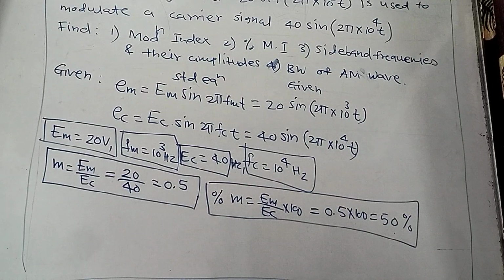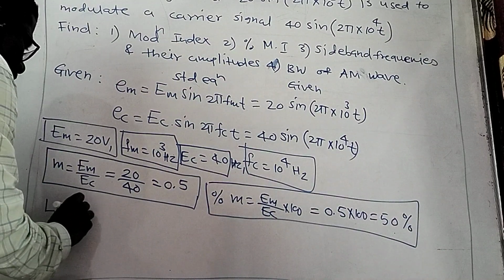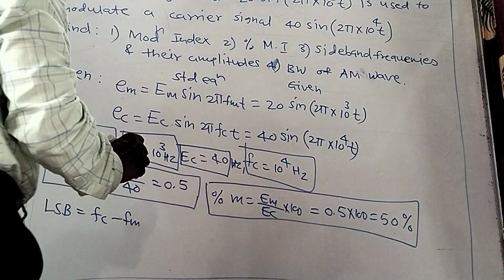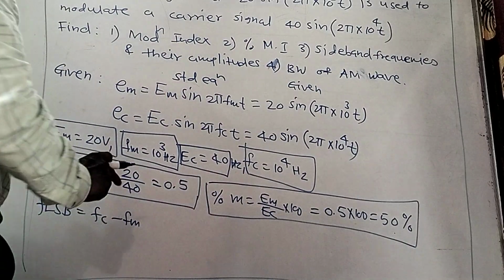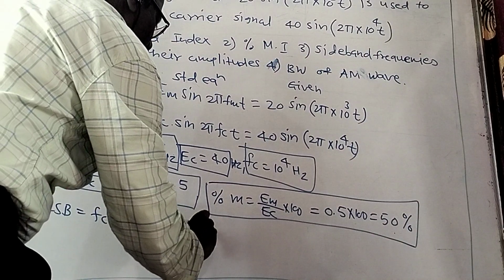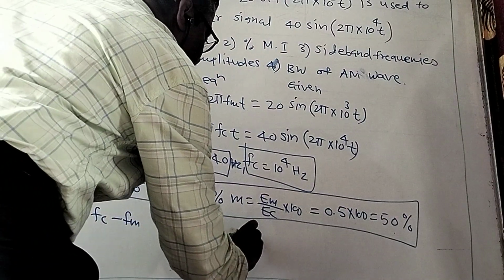Then we have to find out the sideband frequencies. What are the sideband frequencies? That is LSB and USB. The lower sideband frequency FLSB is equal to FC minus FM, and the upper sideband frequency FUSB is equal to FC plus FM.